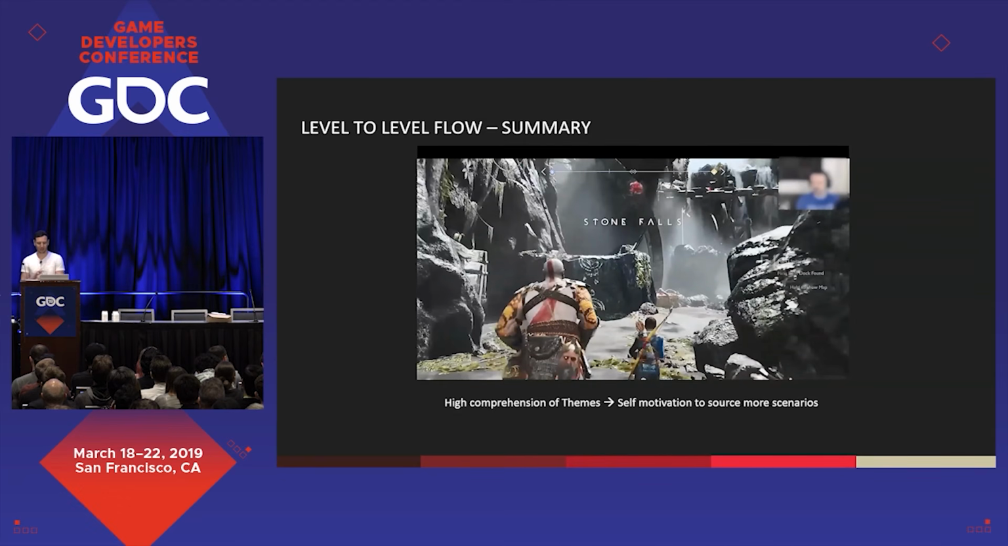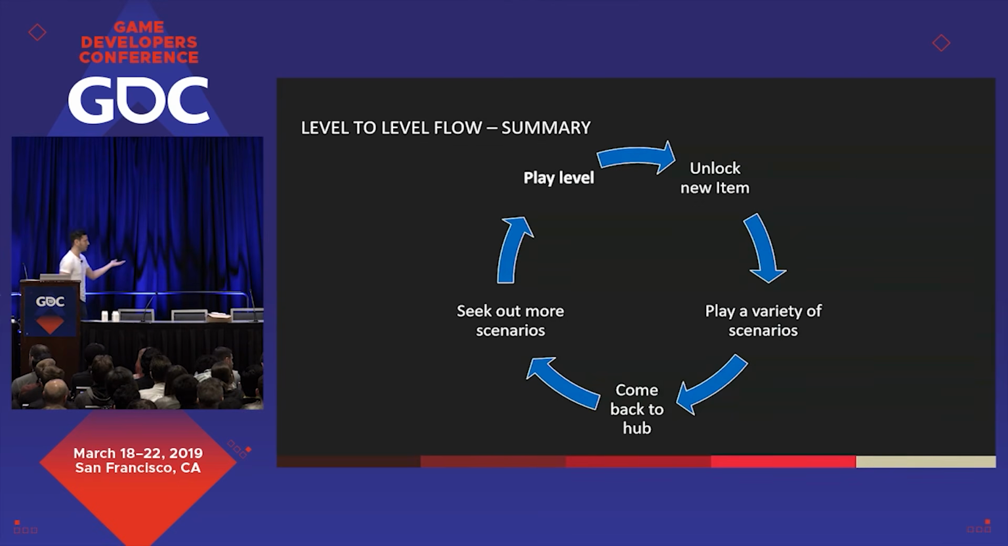Players are trained that new abilities will be unlocked in the levels, and that in turn, interesting scenarios will be delivered. So the promise becomes more than just completion percentages. The promise becomes interesting scenarios. And that is pretty much our game's format.